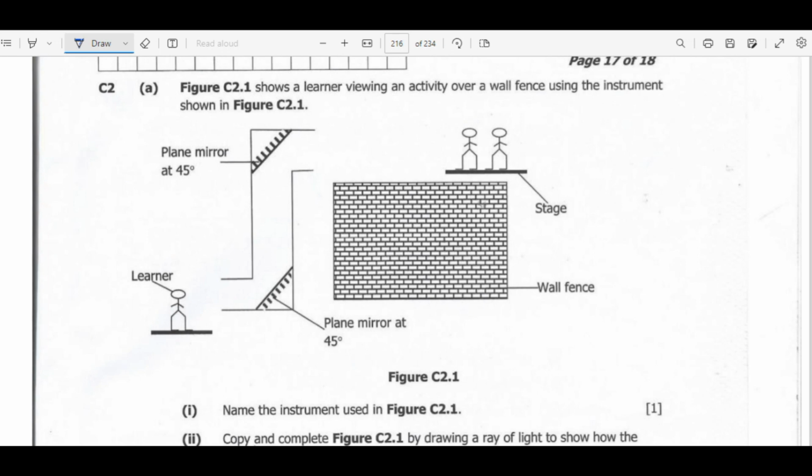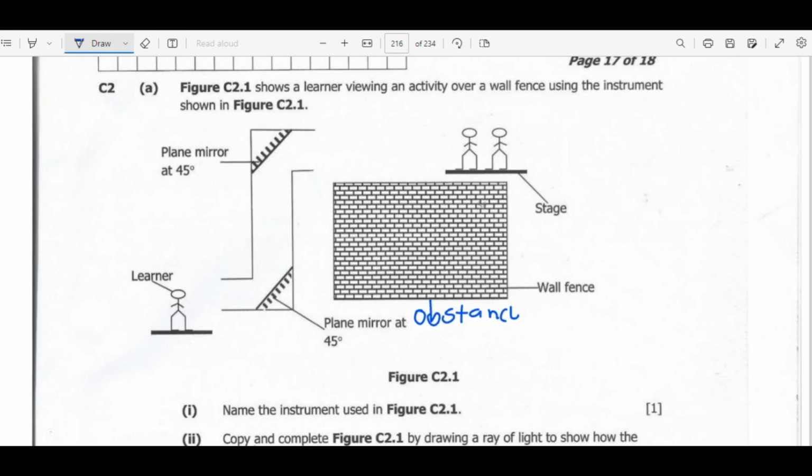Now the question reads, figure C2.1 shows a learner viewing an activity over a fence using the instrument shown in figure C2.1. Right, so we are given an instrument, and this instrument is used in construction, or we can just say is used to see things that you cannot see, or things behind something that you consider to be an obstacle. For example, the fence here is acting as an obstacle.